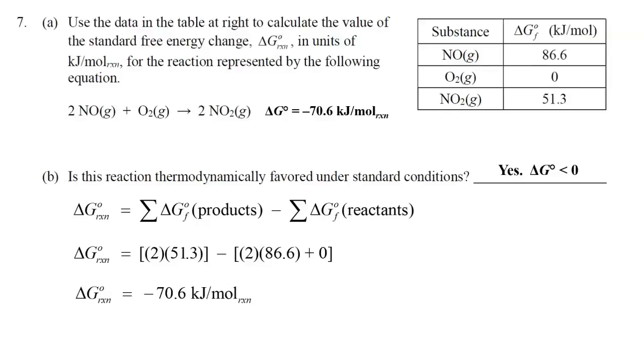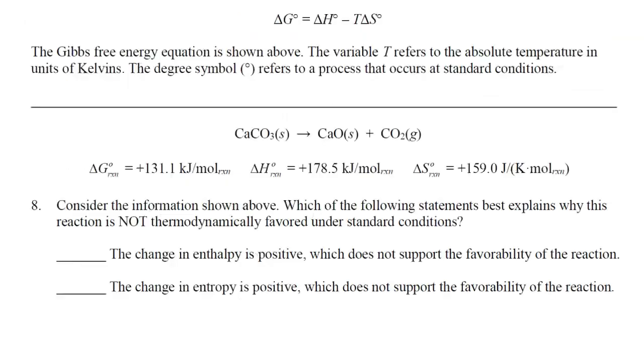Now, let's move on to question 8. Above question 8, it says the Gibbs free energy equation is shown above. The Gibbs free energy equation is delta G equals delta H minus T delta S. The variable T refers to the absolute temperature in units of kelvins. The degree symbol refers to a process that occurs at standard conditions. So this is question 8.